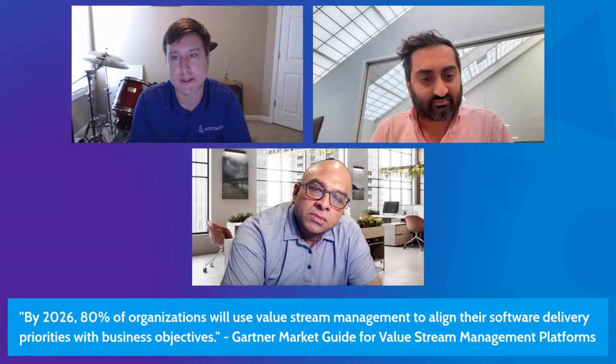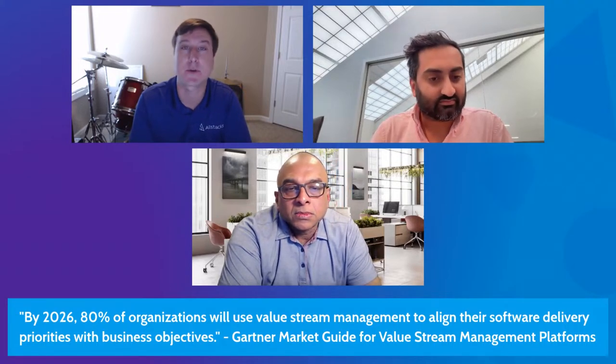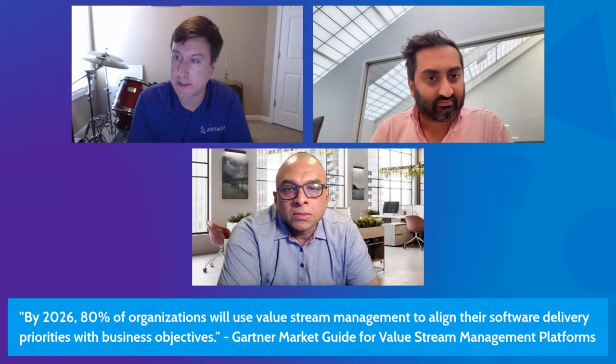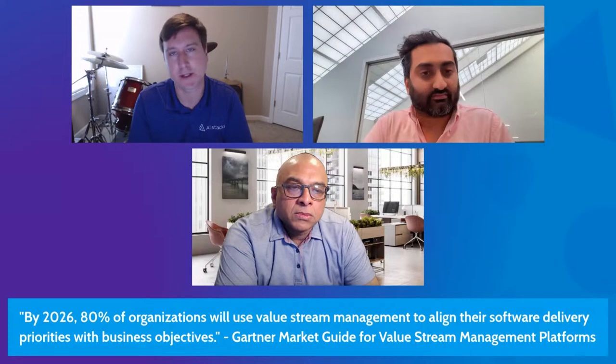The first thing we're going to talk about is the evolution and how we got to where we are today from DevOps to value stream management. And I'll kick it off with a really cool statistic before I hand it over to Hersh, that Gartner says by 2026, we're going to see 80% of organizations using value stream management to align their software delivery priorities with business objectives. And so that is where we'll start. And then we'll talk about how we got to a world where we're growing so rapidly towards that.